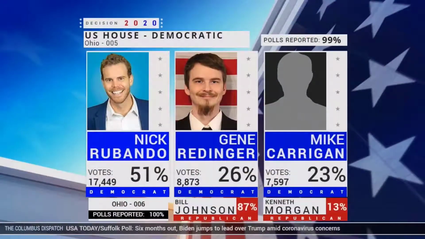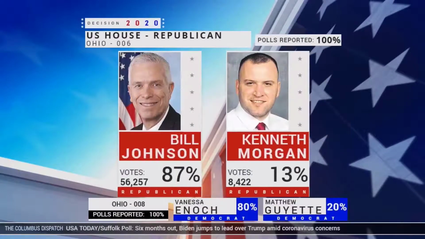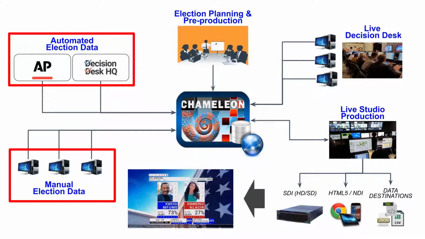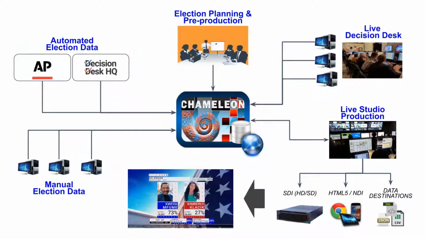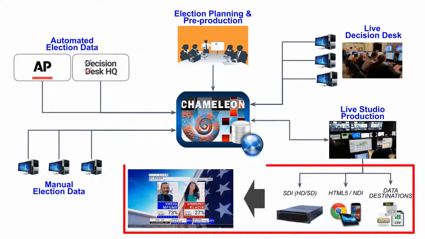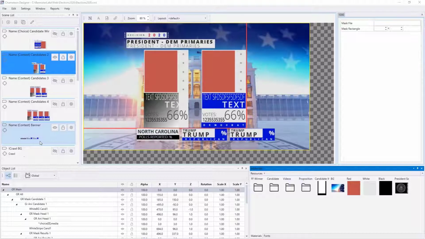The last area that I wanted to talk about was election coverage and how Chameleon can help you with your election coverage. Chameleon is a web browser that can either be local at your local station or in the cloud, and it's really central to everything. All the data gets put into the Chameleon. The live decision desk, they control what graphics they want to play back, and the output is HTML5 or SDI.